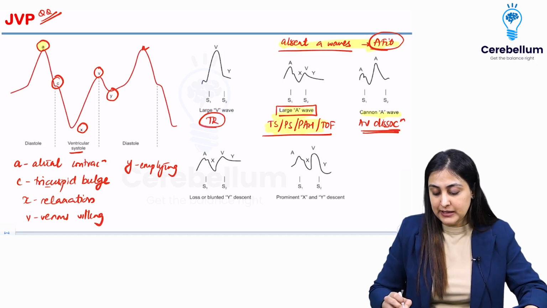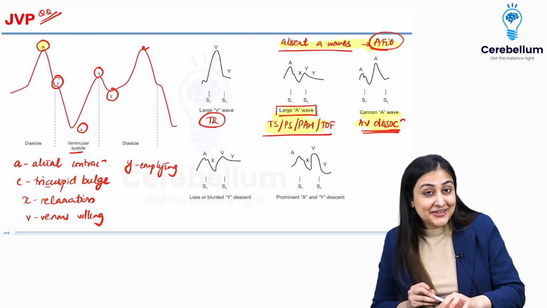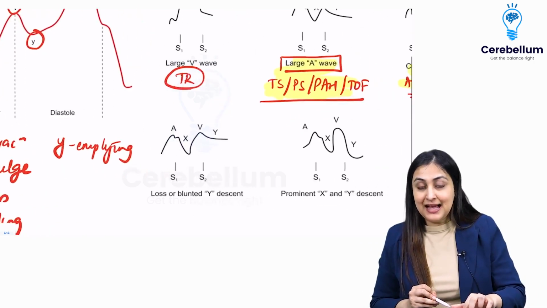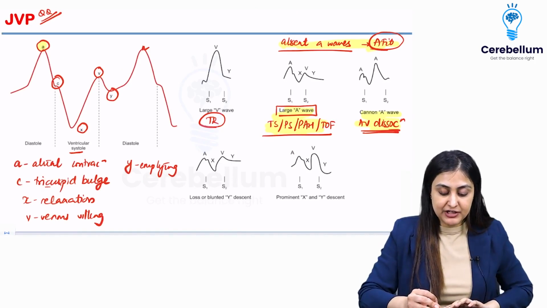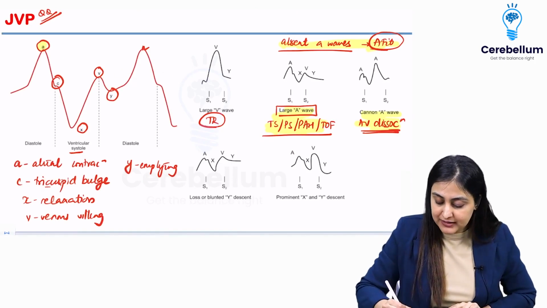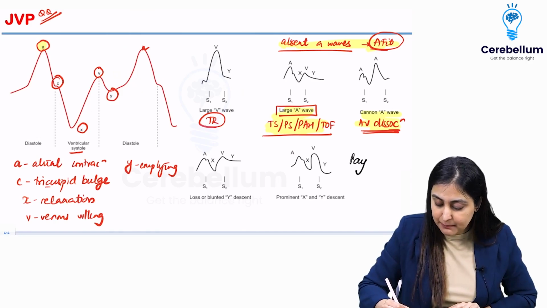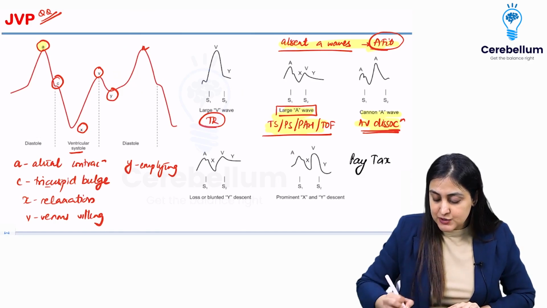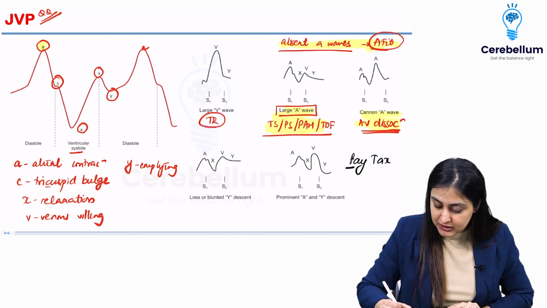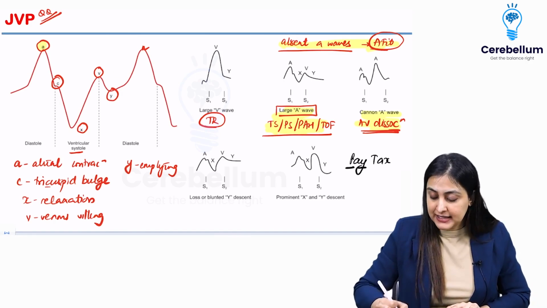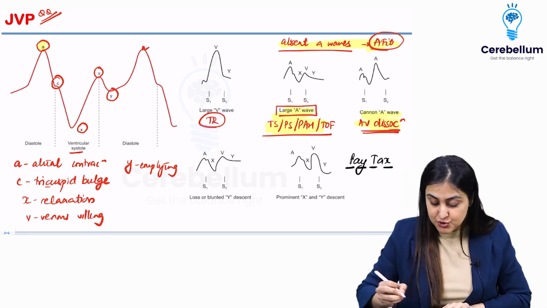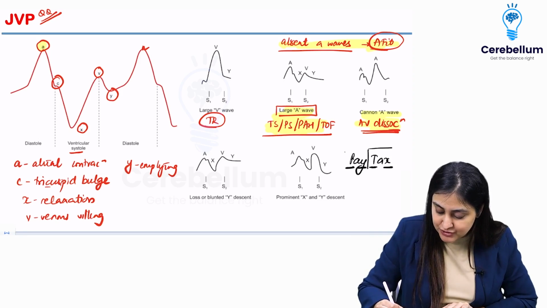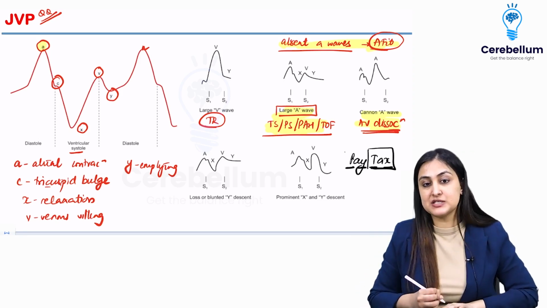Very, very important. Then, again very important is cardiac tamponade versus pericarditis JVP. So for this, we have a trick. In order to remember the rapid descent, you remember pay tax. So in pericarditis, you're gonna have a prominent Y descent. In tamponade, you're gonna have a prominent X descent. So this is what you want to remember actually. Even if you just remember tax, it's fine.